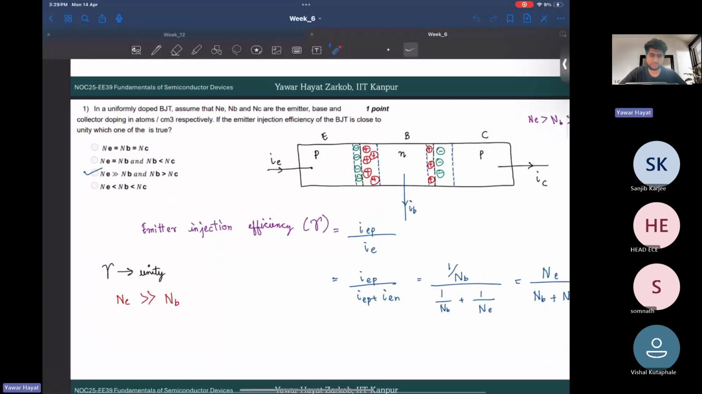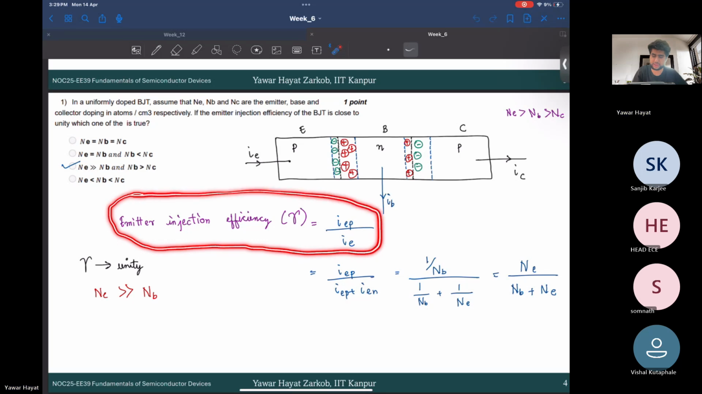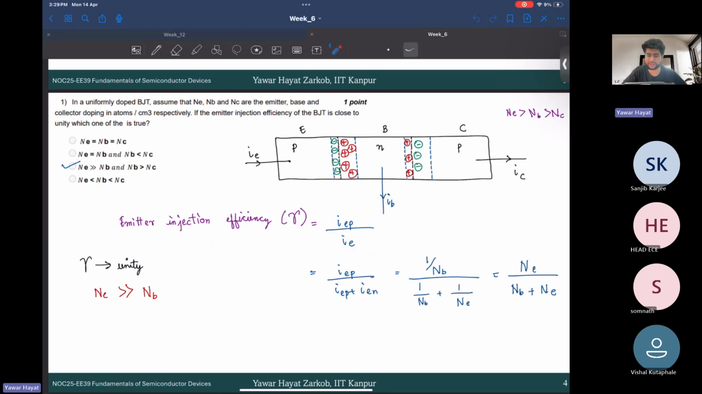So question number 1, what you were asked is: in a uniformly doped BJT, assume that N_E, N_B, and N_C are emitter, base and collector doping in atoms per centimeter cube respectively. If the emitter injection efficiency of the BJT is close to unity, which one of the following is true? Right. So this is your emitter injection efficiency. This emitter injection efficiency gamma is I_EP by I_E.